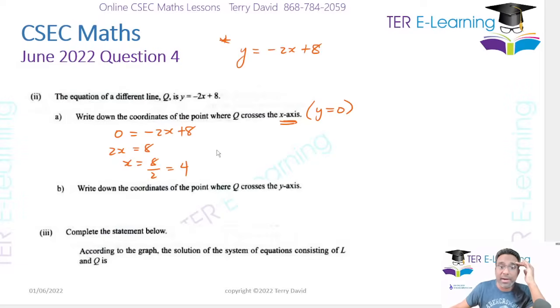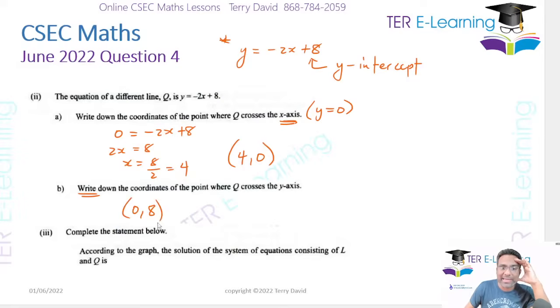So therefore the x-intercept is going to be (4, 0). That's what your answer is going to be. For the next one, they said write down the coordinates where it crosses the y-axis. Now, this here is your y-intercept. So we don't need to do any calculation here. That's why they said write down. So this is simply going to be (0, 8). That's it, right?